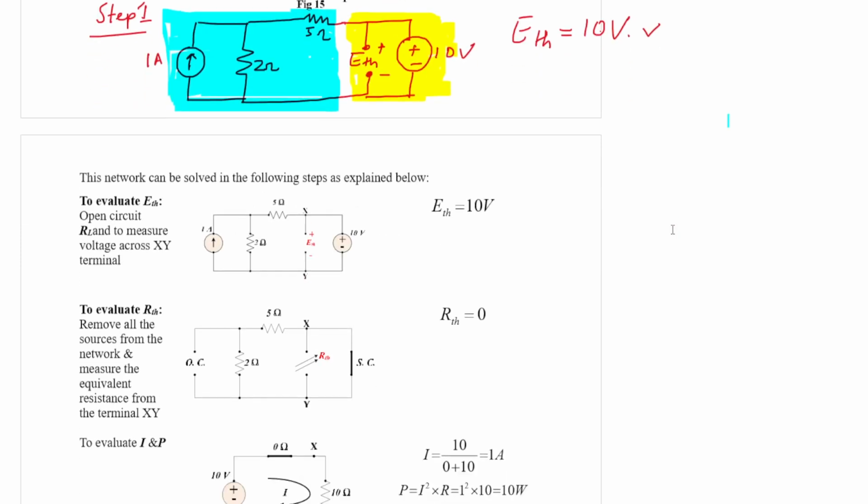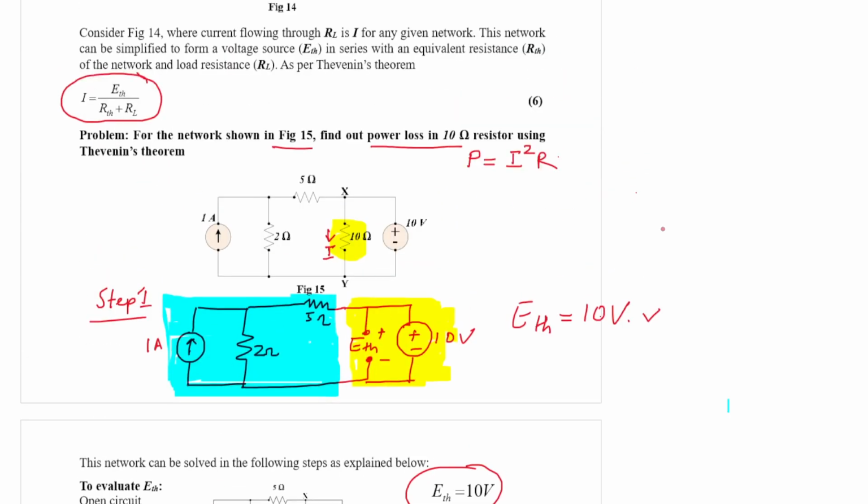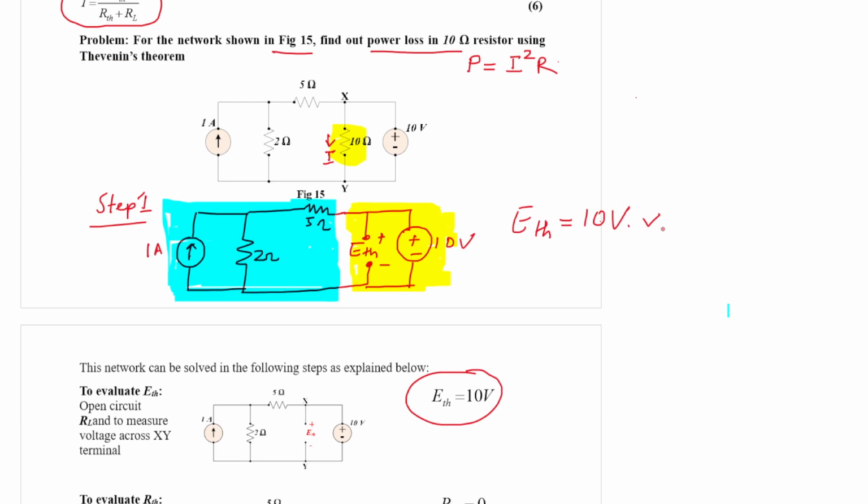Now the second step, you must calculate RTH. Now what is RTH? RTH you must calculate from the load terminal, keeping all sources deactivated. So how can you deactivate the 10 volt source? It should be deactivated by making it short circuit, and by making it open circuit you can deactivate a current source.